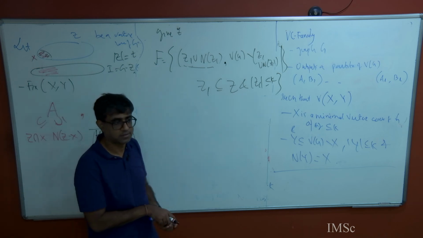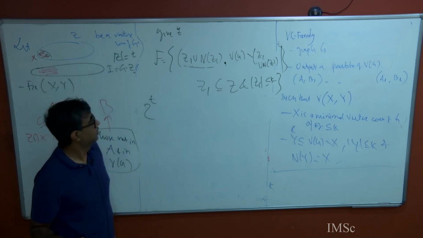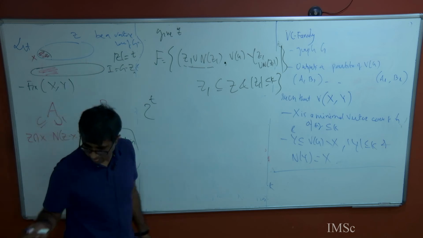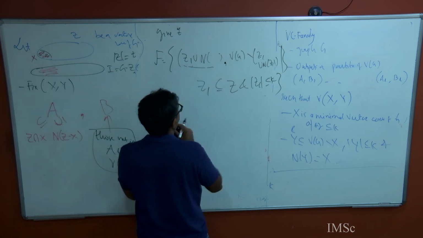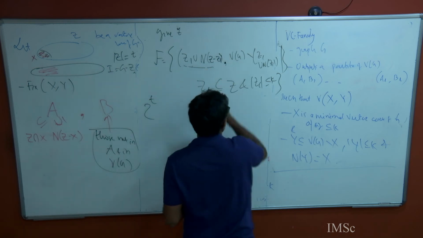What is the size of this? In the worst case, 2 power t. Huh? What should be there? Okay, my bad. You are absolutely correct. This is what it should be, right?